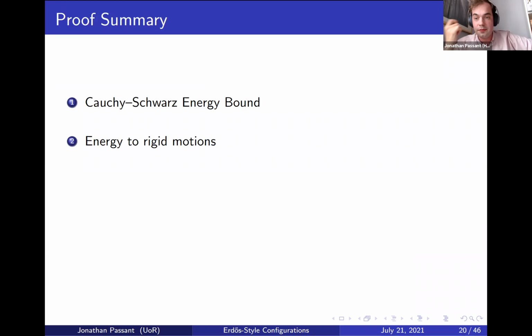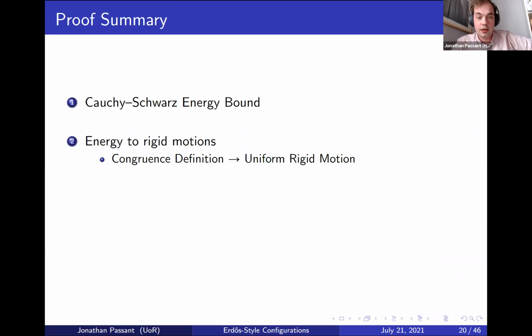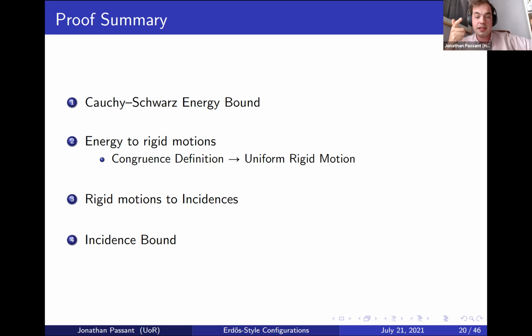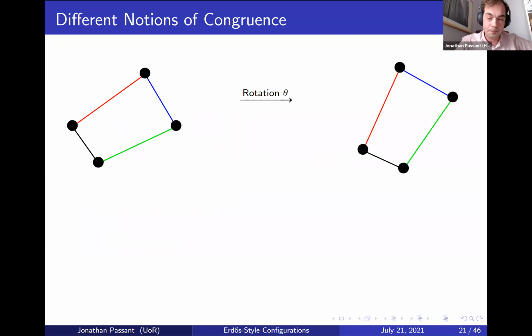And so just to summarize this, you kind of start off with the Cauchy-Schwarz energy bound. You take your energy and you convert it to rigid motions. And you use rigid motions to convert to incidences, and then you prove an incidence bound. So it will generally go: some kind of trivial energy bound to begin with, some kind of translation into incidences, and then some kind of incidence bound. Generally in 3 dimensions, and because we're in 3 dimensions, we'll need these 2 conditions about planes and about reguli.